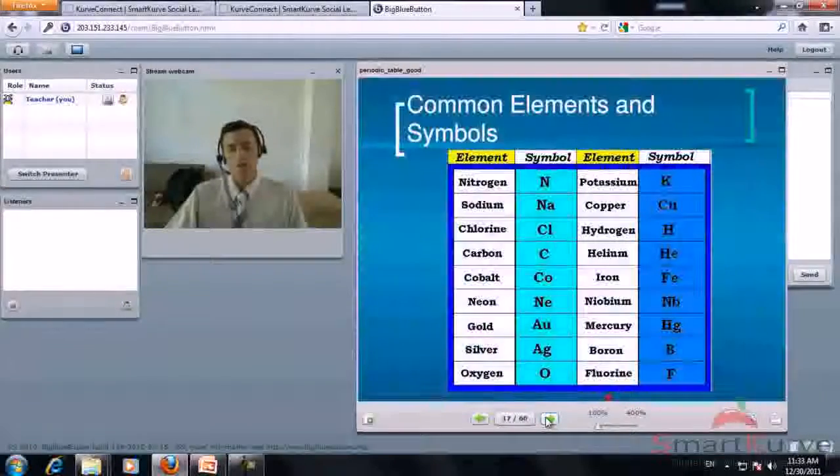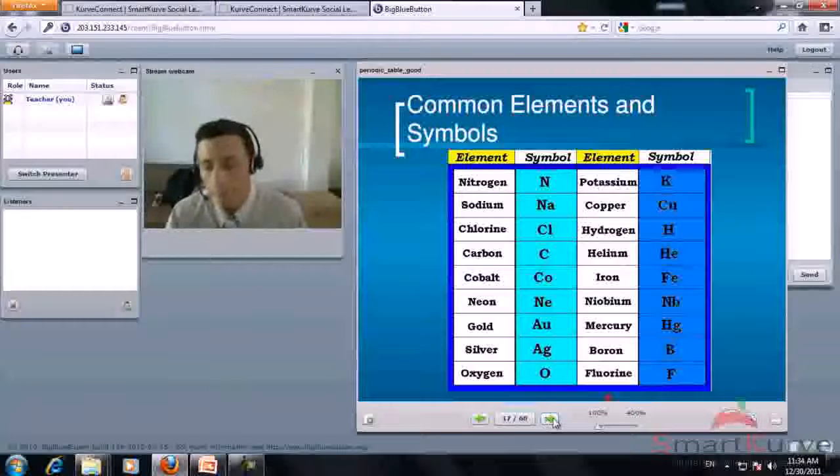Let's move on. Here we see a few common symbols, nitrogen N, but again, potassium is K. It's because it's from another language, not English. Sodium Na. Nothing like the English name. You just have to get used to them.